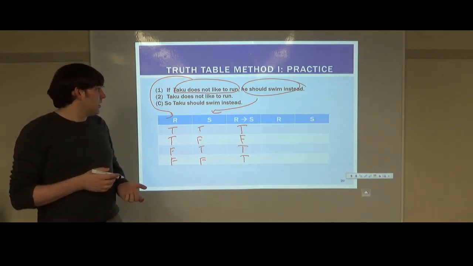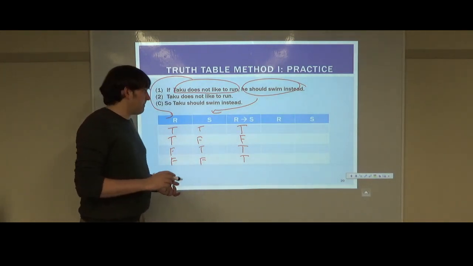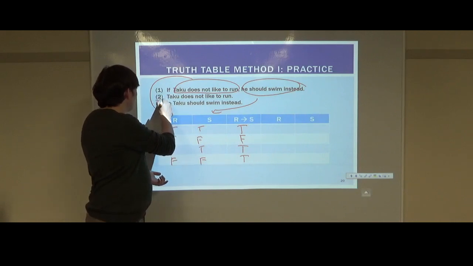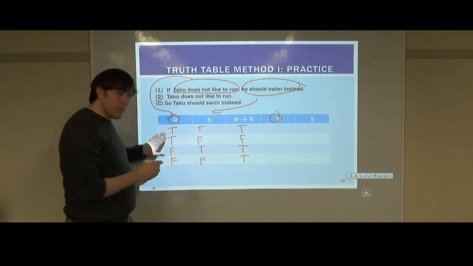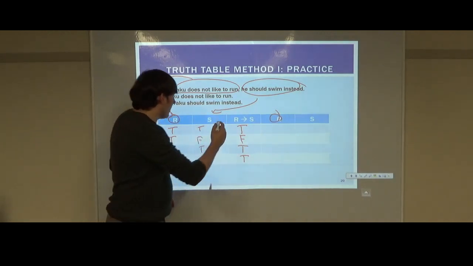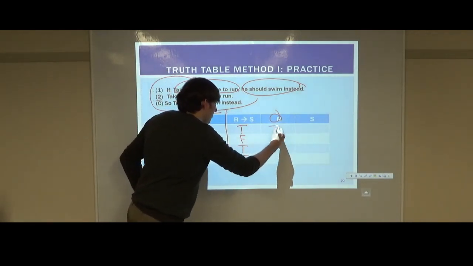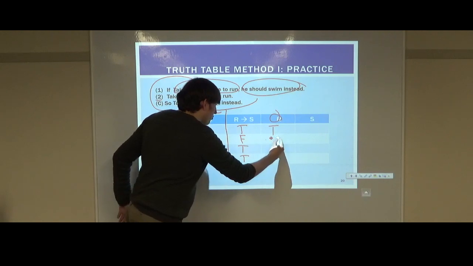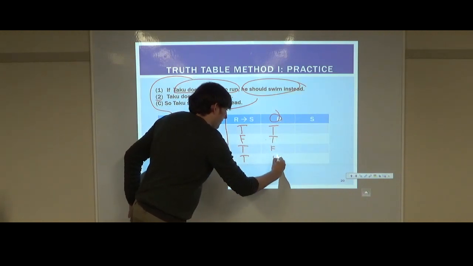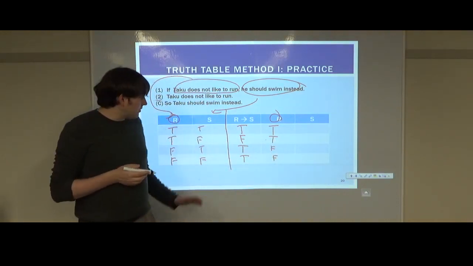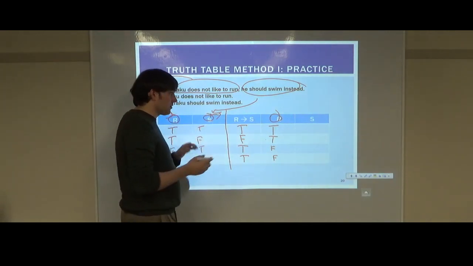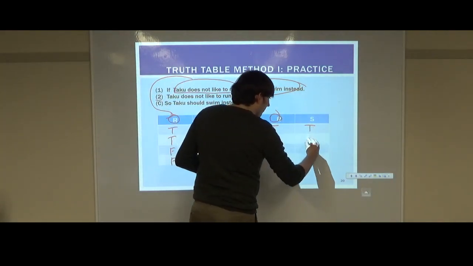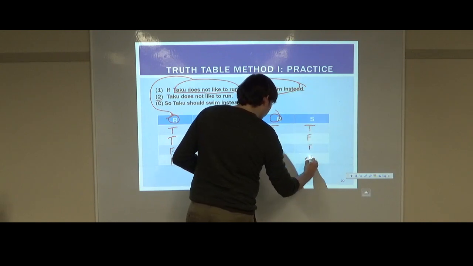So there's something else that's interesting. The second premise is the same as R. So we can just copy this row over. So I'm going to do that now. So, true, true, false, false. And our conclusion is the same as S. So I'm going to copy that row over too. So true, false, false.